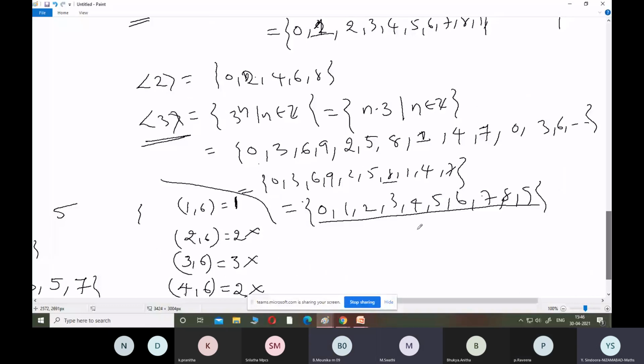Now, can I say 4 is a generator? No. Can you give me the elements of the cyclic group of 4? 0. Very good. 4. 8. 2.